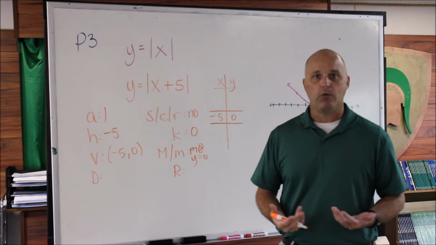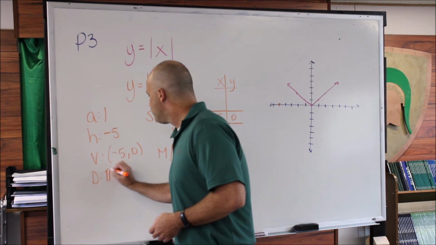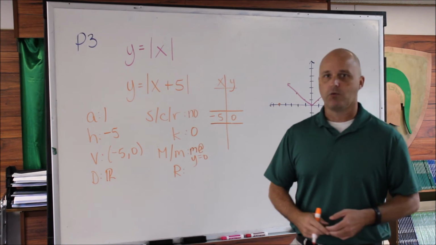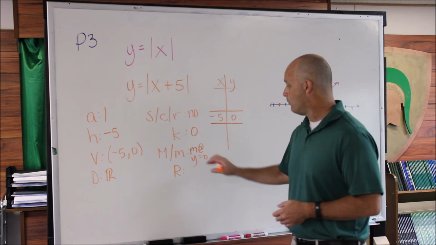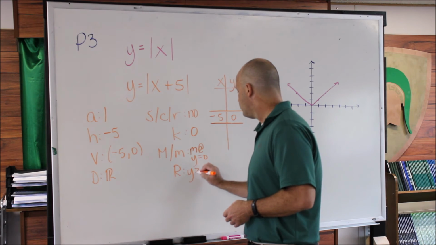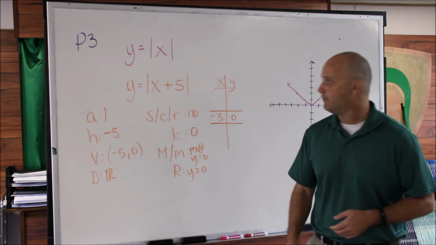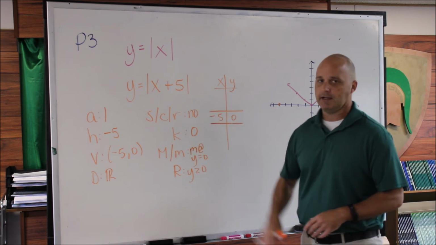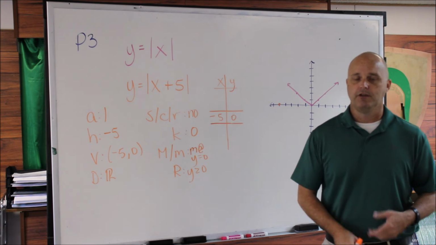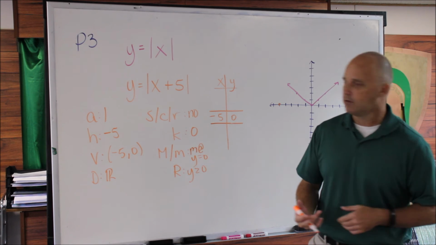The domain, as always, is going to be all real numbers. The range is going to be anything above this y equals 0 or equal to that 0. So we get y is greater than or equal to 0. So again, we filled in all of our information. So now we've just got to go in and choose some x values so that we can figure out what our graph is going to look like.